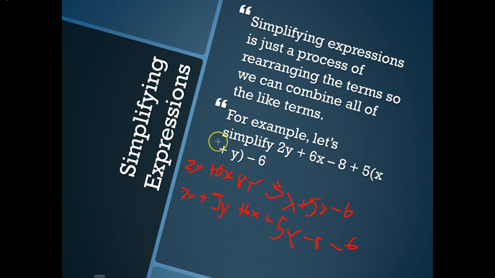Okay, now we can add the like terms. So 2y plus 5y is the same as 2 plus 5 times y. So this is 7y. Then we can combine these like terms as well. So 6 plus 5 times x, this is equal to 11x. And lastly, it's simple subtraction, minus 8 minus 6 is equal to minus 14. So this is our simplified expression.